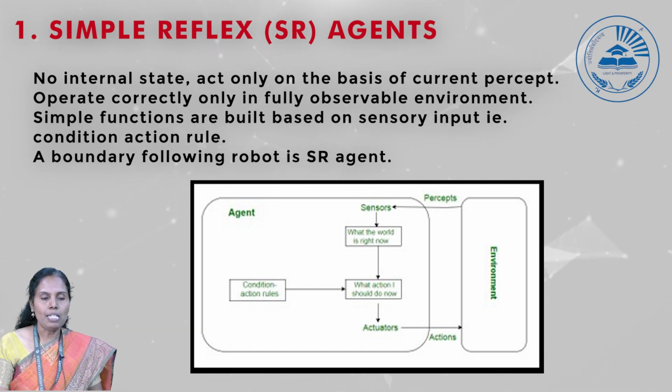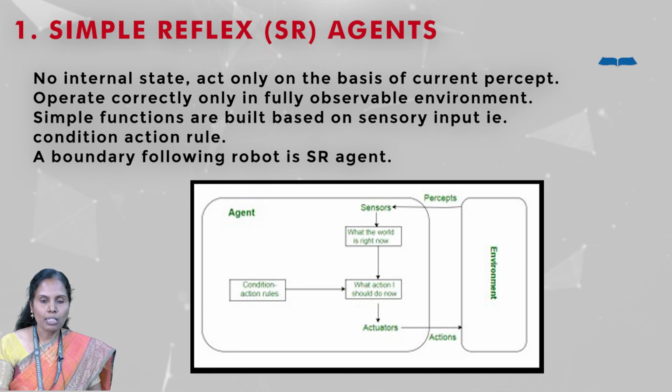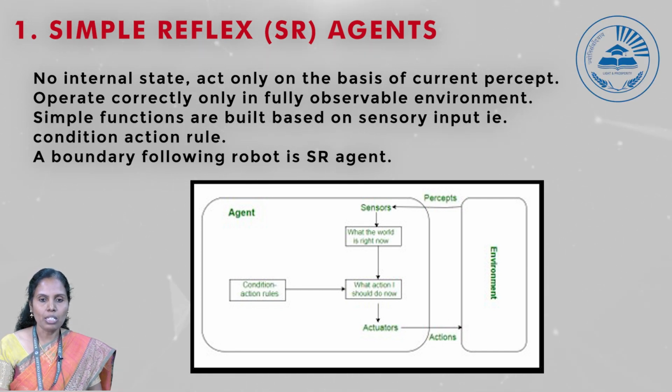So no internal states are available in the simple reflex agent. The following robot is an example of a simple reflex agent. Here two things are there. In the diagram we can see the agent and the environment. The agent is connected with the environment.